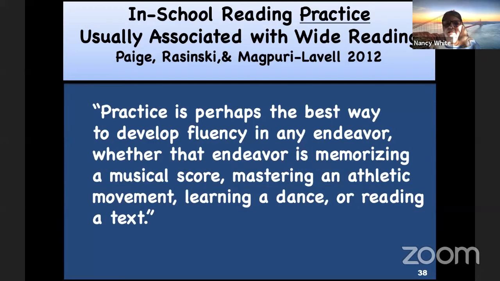Practice, perhaps the best way to develop fluency in any endeavor, whether the endeavor is memorizing a musical score, mastering an athletic movement, learning a dance, or reading a text. But I still want to emphasize that if you're memorizing most of these things, you're not just memorizing them without understanding them. Even an athletic movement, understanding why that movement is useful and in which context it's useful. Same thing for a dance or reading or music. Anything that you're learning, understanding is key.